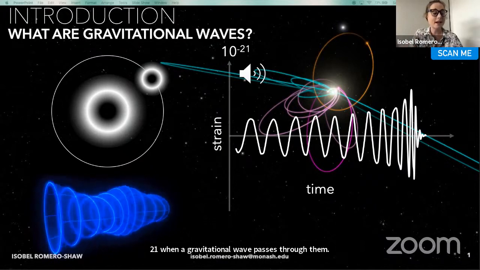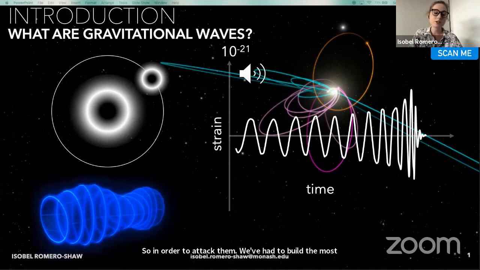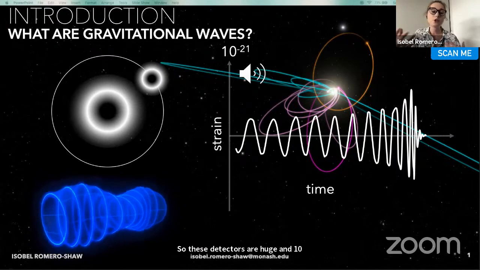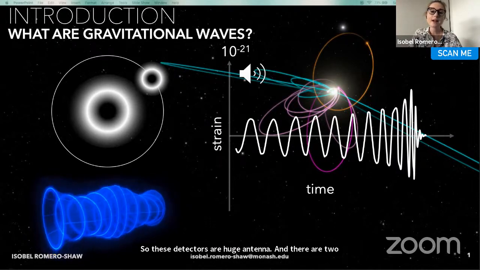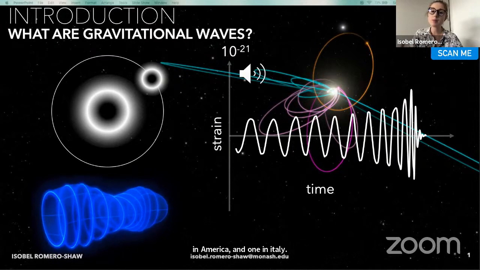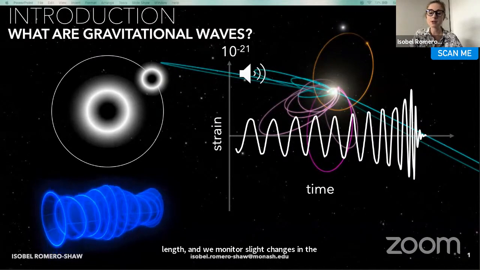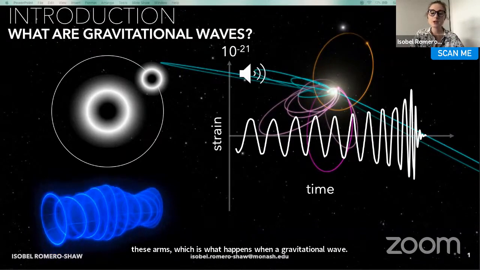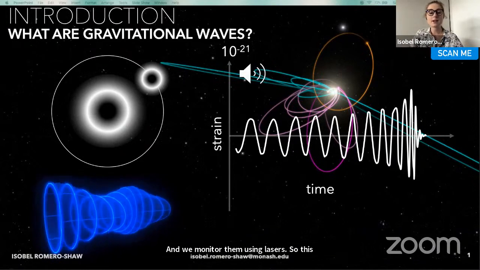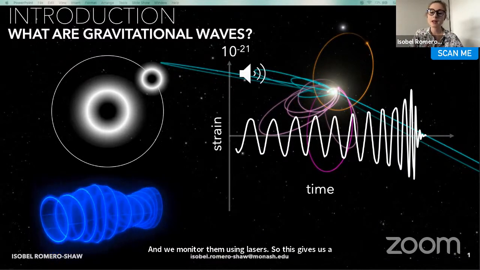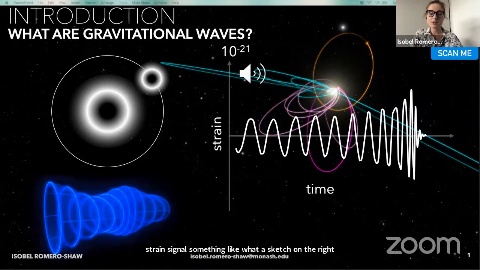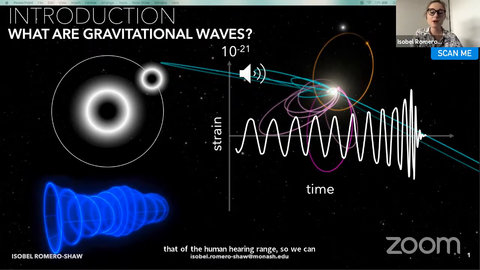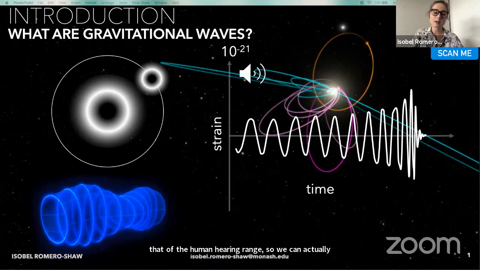So in order to detect them, we've had to build the most sensitive interferometers in the world. These detectors are huge antennae. There are 2 in America and 1 in Italy, and they have arms that are 3 or 4 kilometers in length. We monitor slight changes in the lengths of these arms, which is what happens when a gravitational wave passes through them, and we monitor them using lasers. This gives us a strain signal, something like what is sketched on the right-hand side of this slide. The detectors that we have at the moment are sensitive to these waves within a frequency range that is similar to that of the human hearing range. So we can actually convert these signals to sound, and they sound something like this.